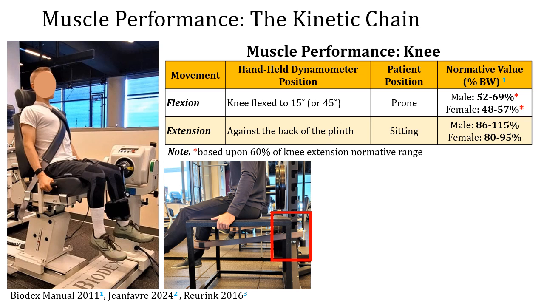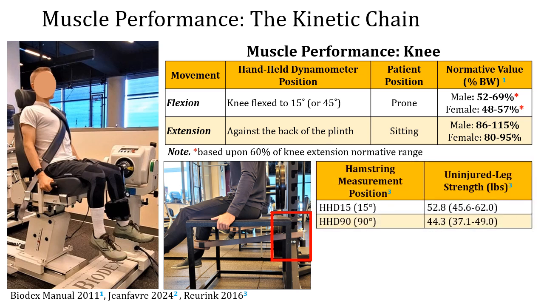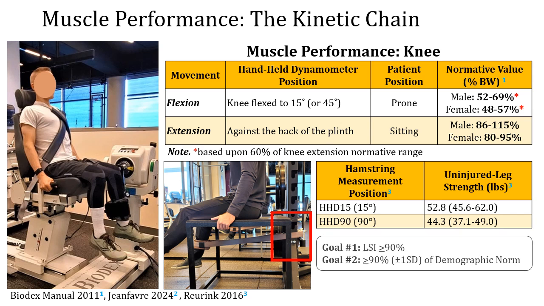For extension, against the back of the plinth as shown, that's in a sitting position. For males, you're looking for 86 to 115% body weight, where females are slightly less than that at 80 to 95%. And then the hamstring measuring position, whether you're at 15 or 90 degrees, for the uninjured limb strength, you're looking at 52 to 44 pounds. Again, your goal here is going to be 90% limb symmetry index, and then 90%, or at least within one standard deviation of the demographic norms that have been suggested.